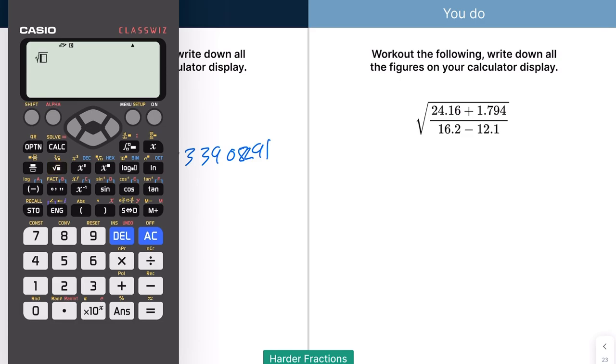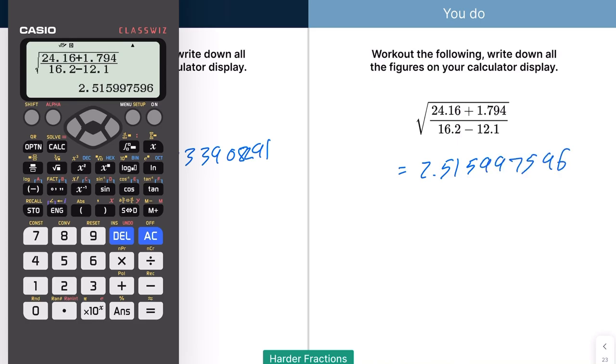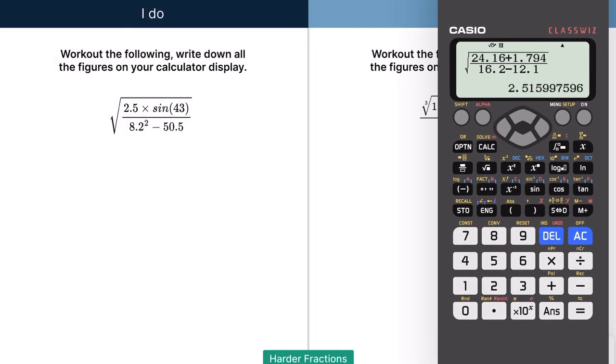The first thing you do is press the square root button, then the fraction button, 24.16 plus 1.794. Divide that by 16.2 minus 12.1. Oh, I forgot the 0.2 in there, so let me just go back and add that in. 16.2 and 12.1. And the answer then is 2.515997596. So moving on, this is just again another example on the same stuff.